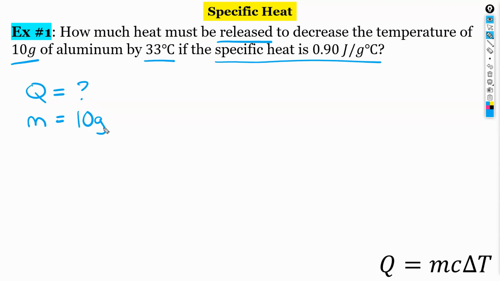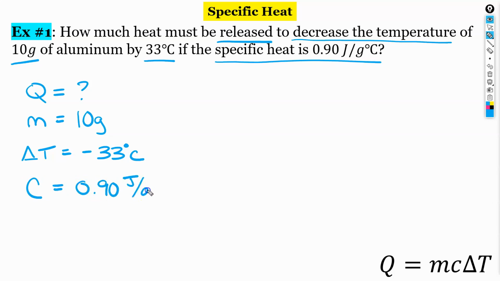Now, our change in temperature, we don't have a final and an initial. We know that the temperature is being decreased by 33 degrees. So our delta T is going to be negative 33 degrees. It's being decreased by 33 degrees. And then finally, we know that our C value is 0.90 joules over grams degrees Celsius.